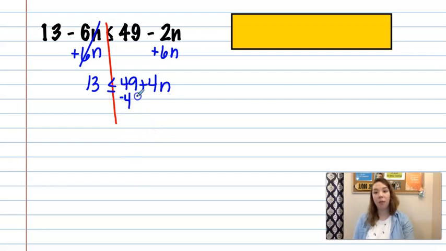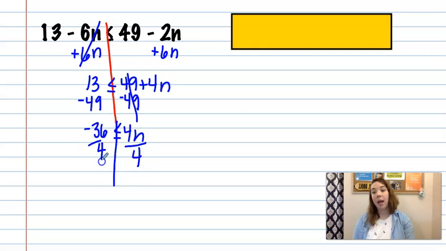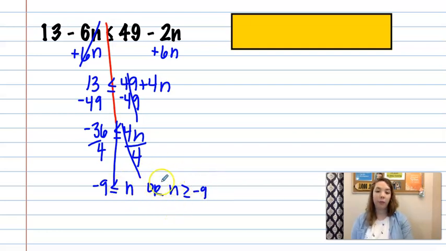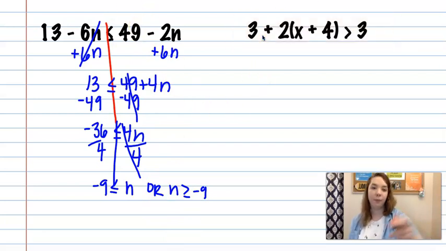So I'm going to subtract 49 from both sides, which I believe is negative 36. And then we will divide by 4 on both sides. And I'm dividing by a positive, so I do not have to flip my sign. So I have negative 9 is less than or equal to n, or n is greater than or equal to negative 9, if you prefer your variable on the left-hand side, if that's easier for you to think of.